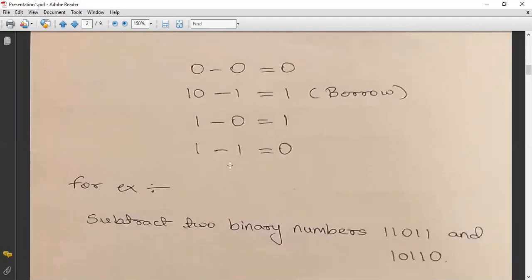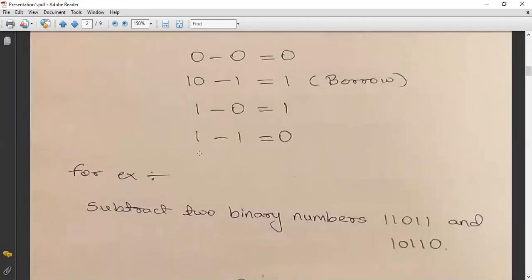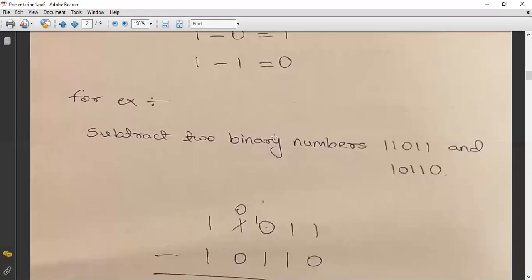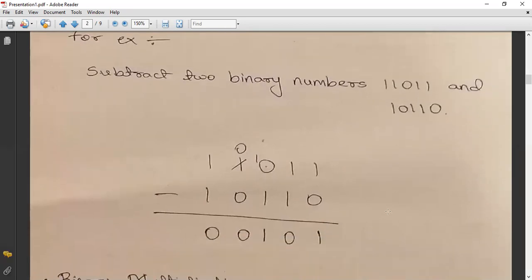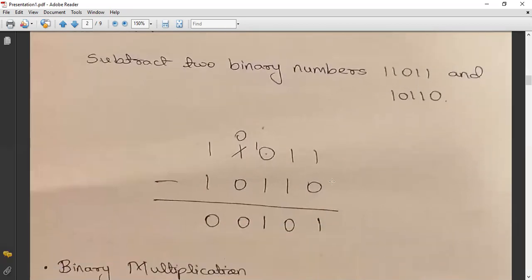Now let us understand this in more detail by considering one example. Here we need to subtract these two binary numbers. Let us write down these two binary numbers as they are. The first binary number is 11011 and we need to subtract it from 10110. Now let us start from the rightmost part. 1 minus 0 is what? 1. 1 minus 1 is 0.